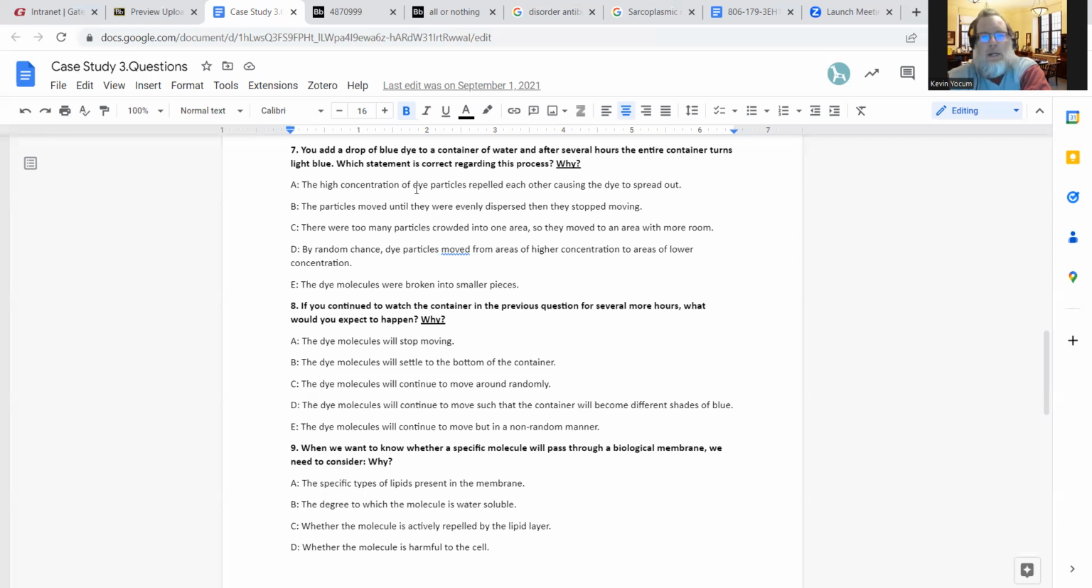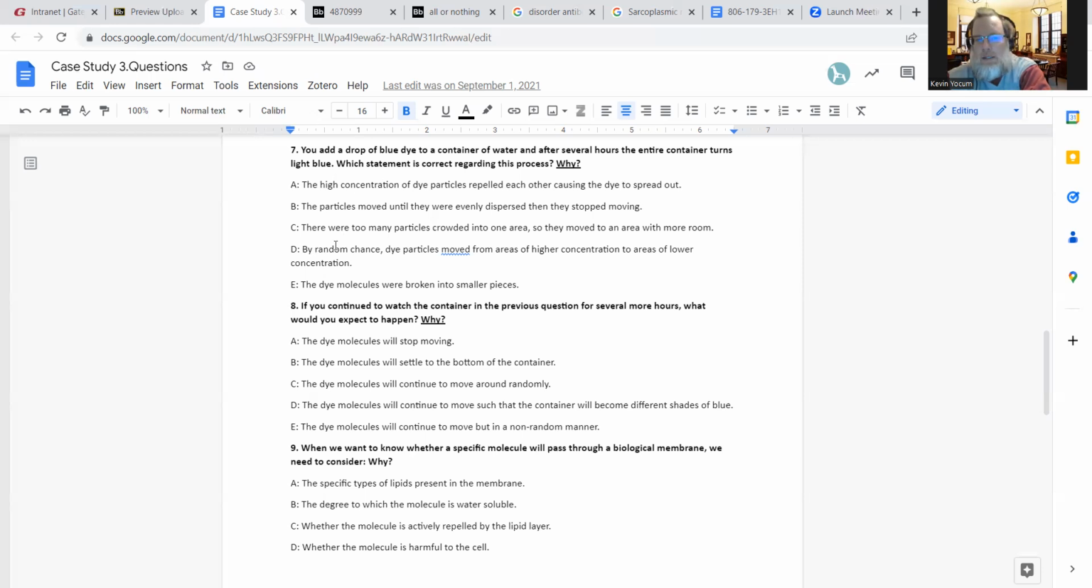So that's usually where students select from, A or D, and some C's because that's kind of what's going on. But again, you have a better answer than that. So A says high concentration of dye powders repelled each other. So again, they're not repelling each other. That's like not physically getting into it here.